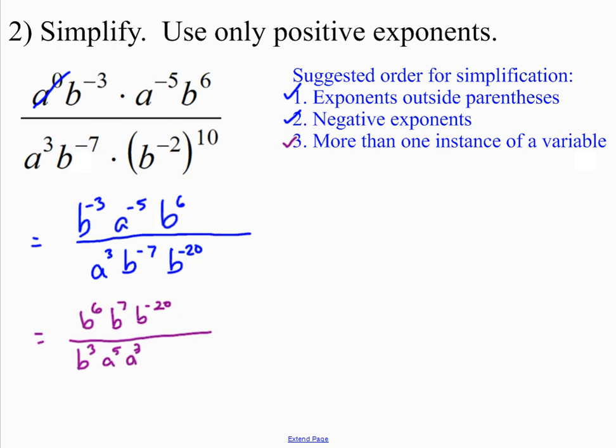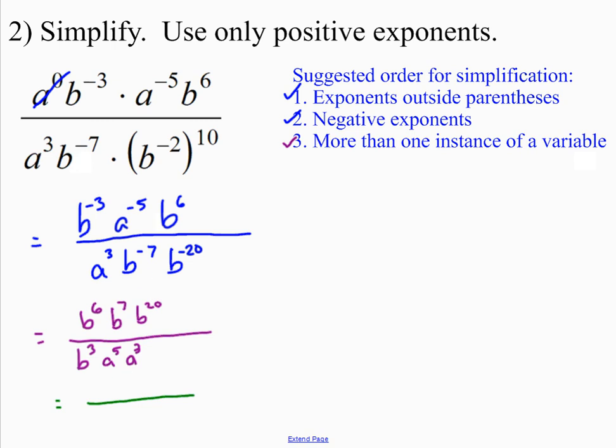Finally, more than one instance of a variable? Well, I sure have a lot of b's up in the numerator. Let's take care of that business. Okay? B to the 6th, b to the 7th, b to the... what, did that come out negative? Let's fix that. Get a little eraser here. We got to take care of that. That should have been a positive. I'm sure you were screaming at me when you saw that. Hopefully you caught that little mistake.